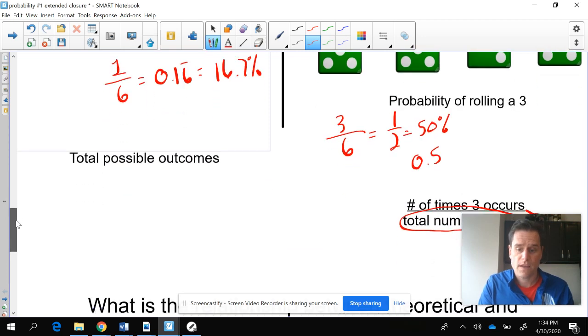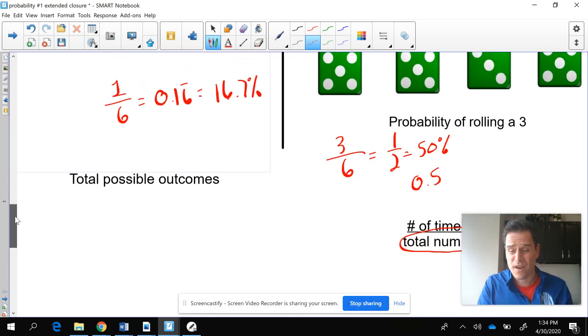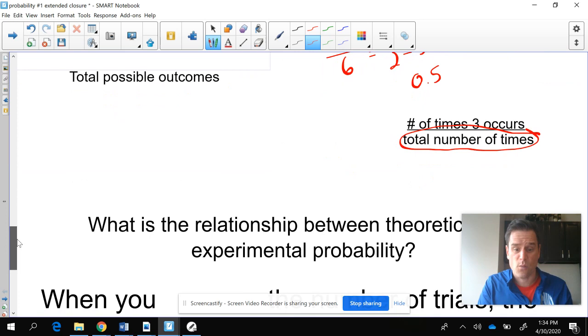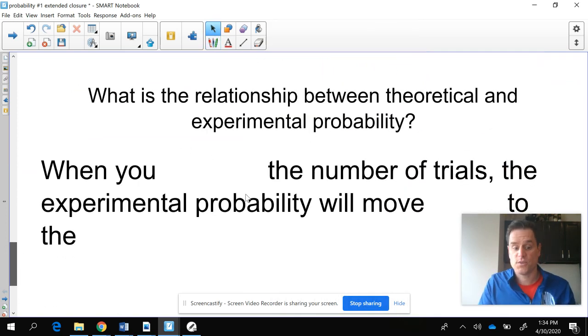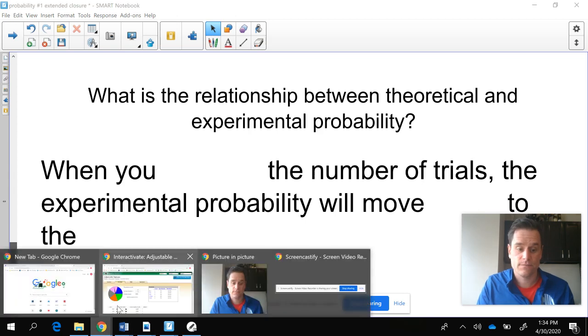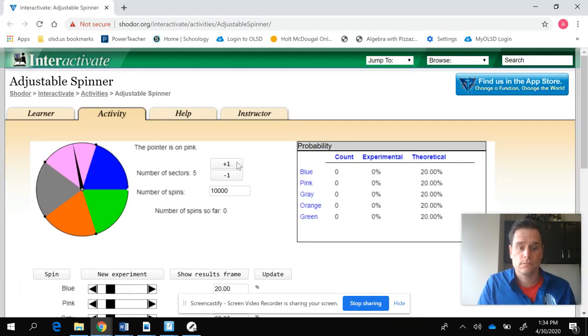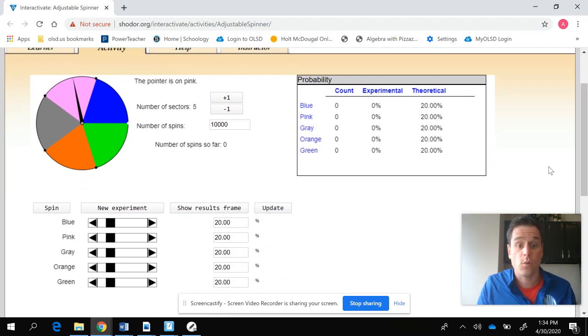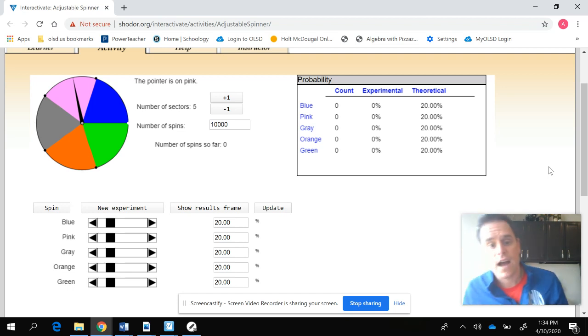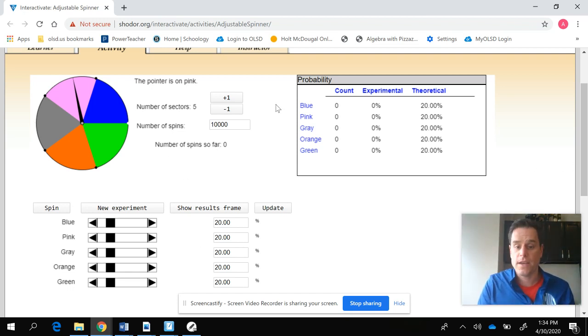Okay, very cool. So guys, that's a very basic outline. Here's what I want you guys to know. There is a relationship between theoretical and experimental. We did this early on in the year, and I want you right now, if you're watching this at home, and it should be everyone in my core 2 and 3, I want you to pick a color.